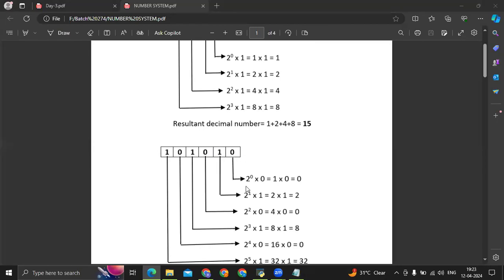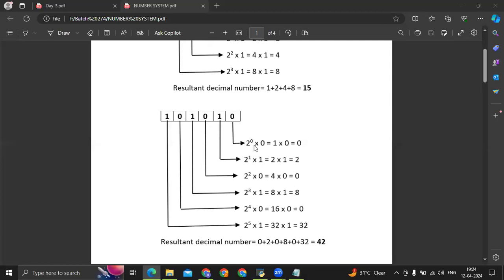Now let's go to 101010. 2 raised to the power 0 according to the place value, into 0 because 0 is the digit here. Then 2 raised to the power 1 into 1, 2 raised to the power 2 into 0, 2 raised to the power 3 into 1, 2 raised to the power 4 into 0, and 2 raised to the power 5 into 1. So 1 into 0 is 0, 2 into 1 is 2, 4 into 0 is 0, 8 into 1 is 8, 16 into 0 is 0, and 32 into 1 is 32. Now we'll add these numbers: 0 plus 2 plus 0 plus 8 plus 0 plus 32, and we'll get the output.